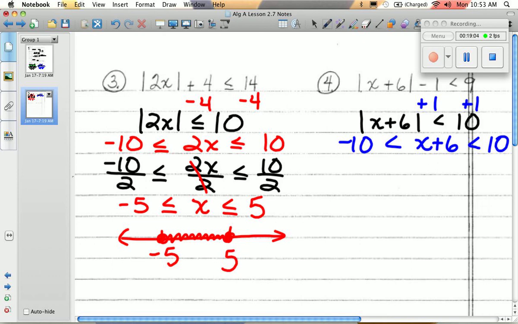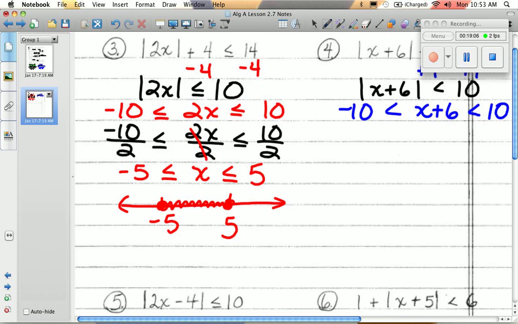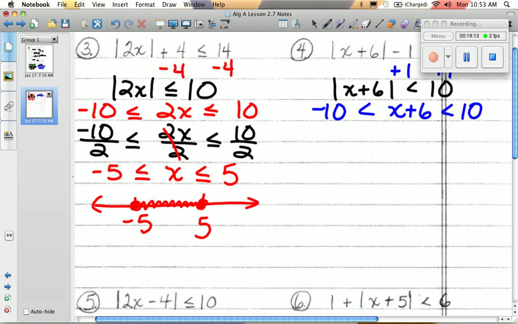Okay, now, is that our solution? No. x is not by itself. We haven't got x by itself, so what do we have to do now? Subtract 6 from all 3 regions. Okay, so what's -10 take away 6? -16. x is now by itself. What's 10 take away 6? 4. It's 4, isn't it?